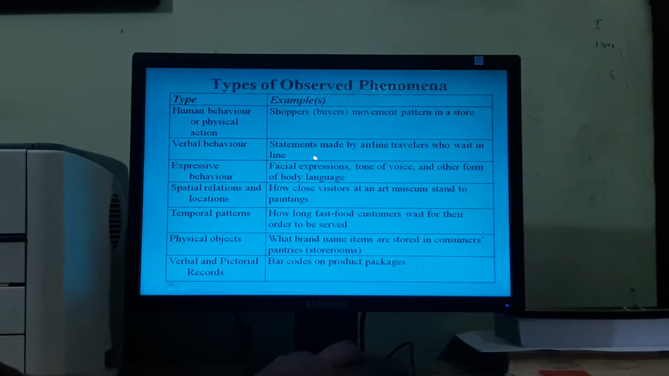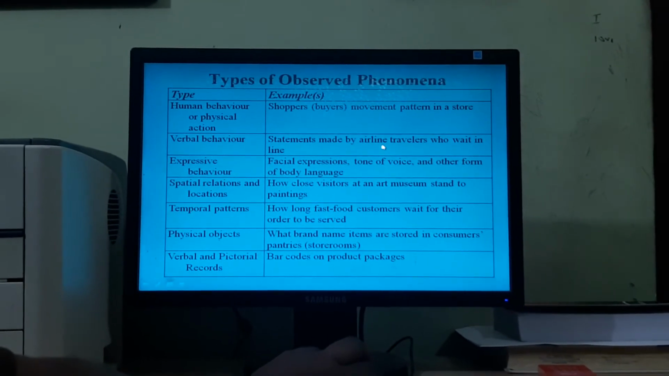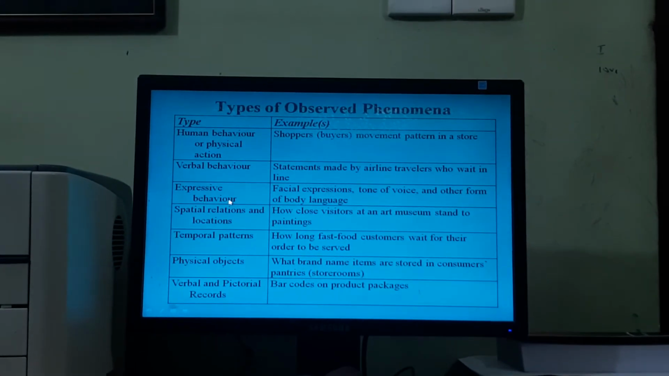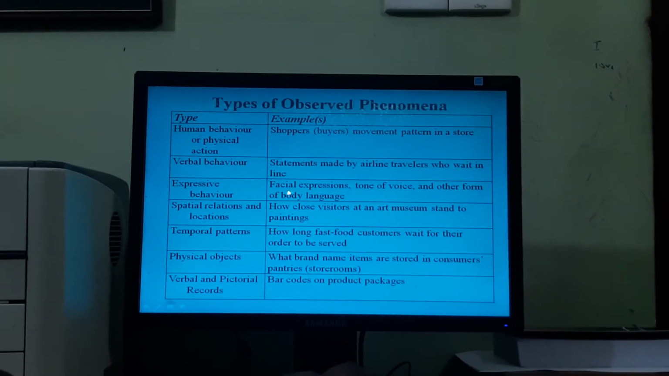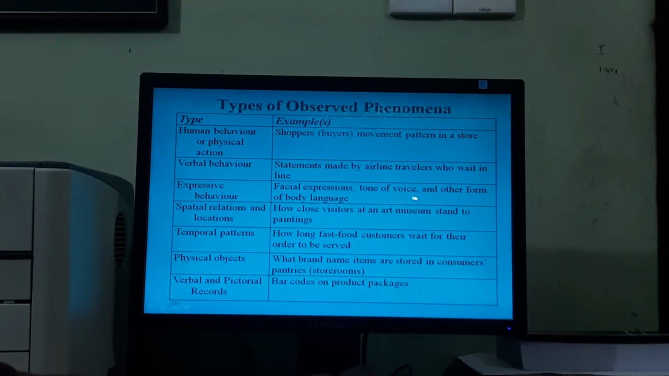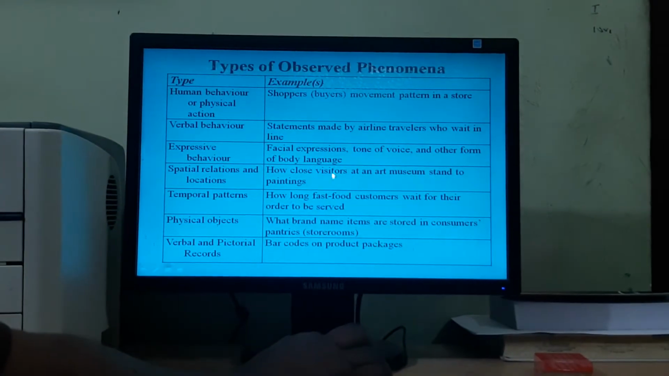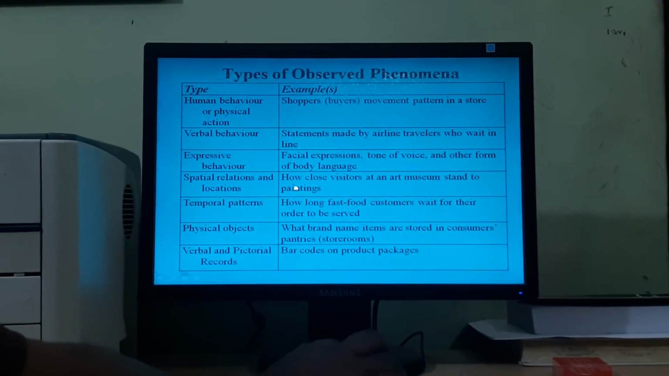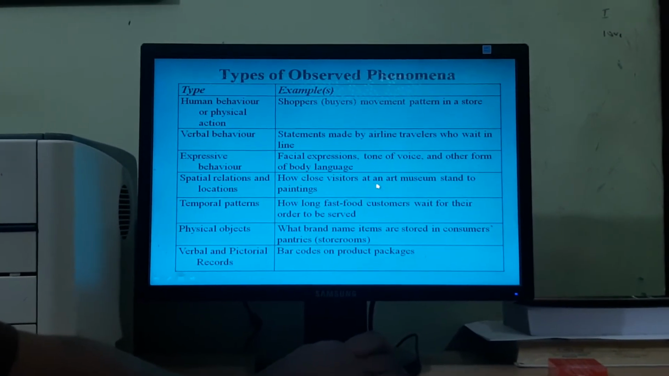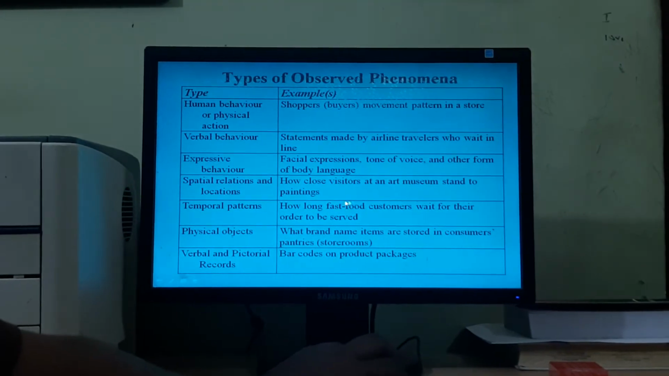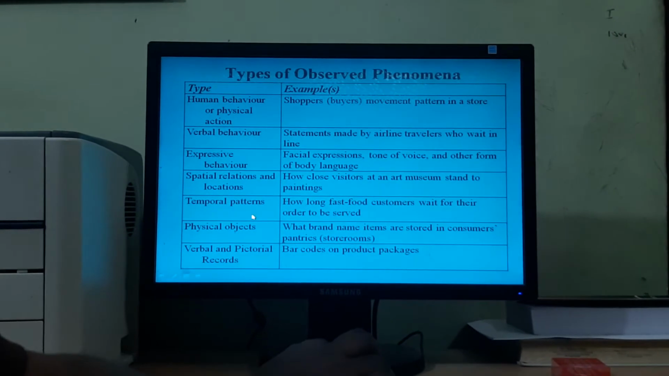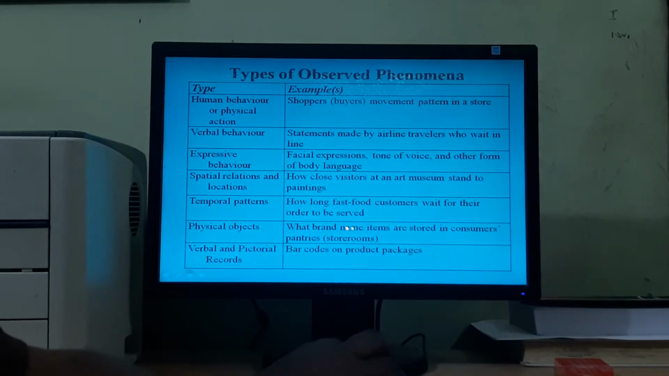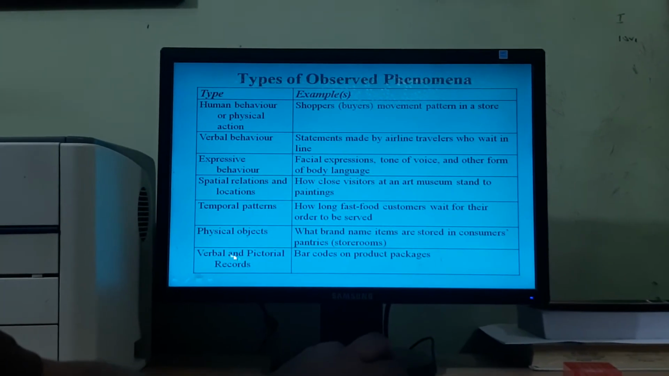Verbal behavior, for example, statements made by airline travelers who wait in line. Expressive behavior, for example, facial expressions, tone of voice, and other forms of body language. Spatial relations and locations, for example, how close visitors at an art museum stand to paintings. Temporal patterns, for example, how long fast food customers wait for their order to be served.